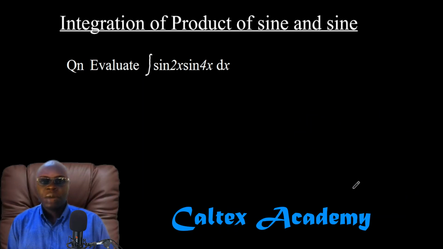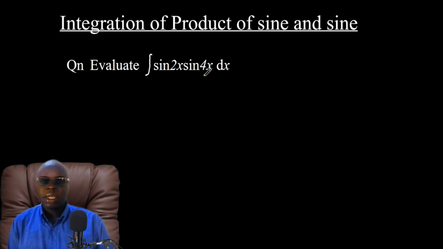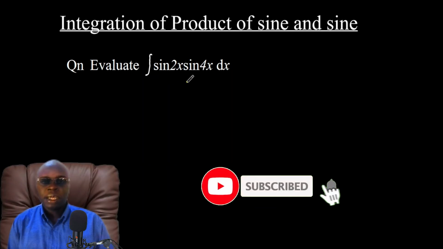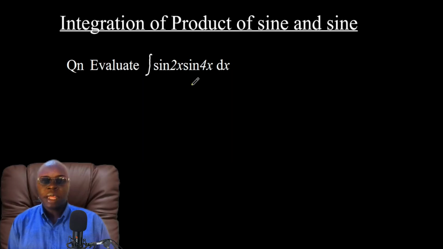Today on our board we have integration of product of sine and sine. If sine of different angles are multiplied together, how to integrate? This is a little bit of a complex integration, so we cannot do it directly from here. So what we can do is split this product into either a sum or a difference. And what do we do in order to get it split?